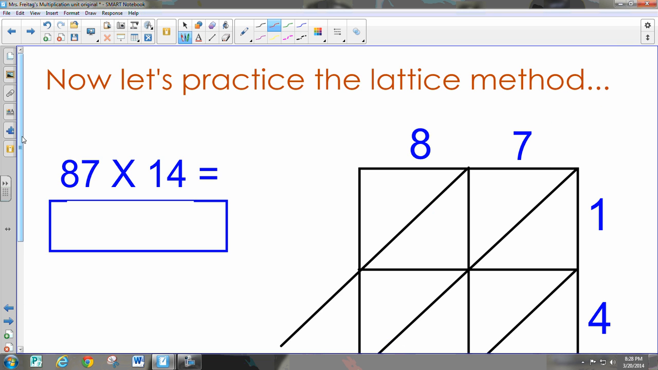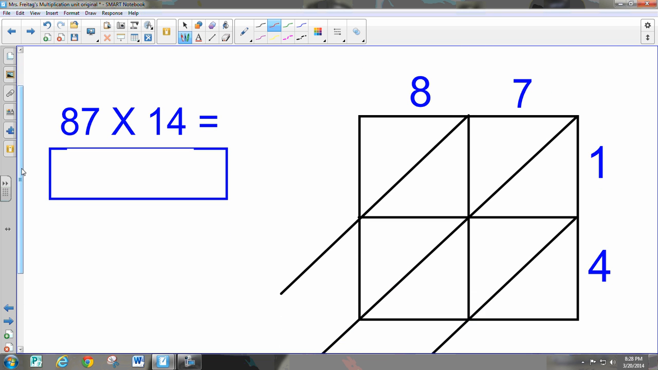Let's try one last one to make sure that you really understand how this works. 87 times 14. 7 times 1 is 7. So we have to write 0, 7. 8 times 1 is 8. 0, 8. 7 times 4 is 28. 8 times 4 is 32.